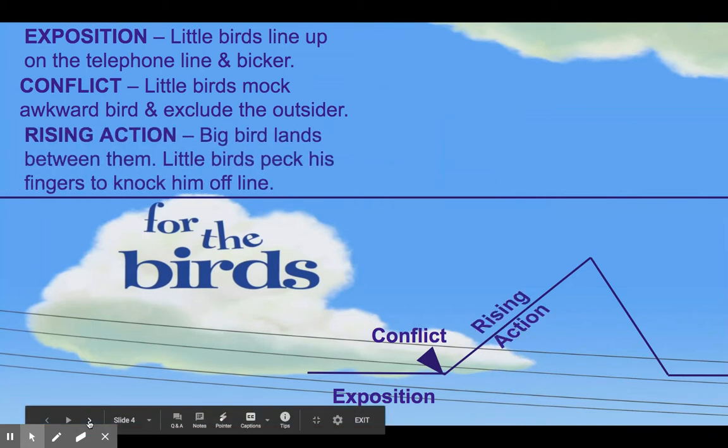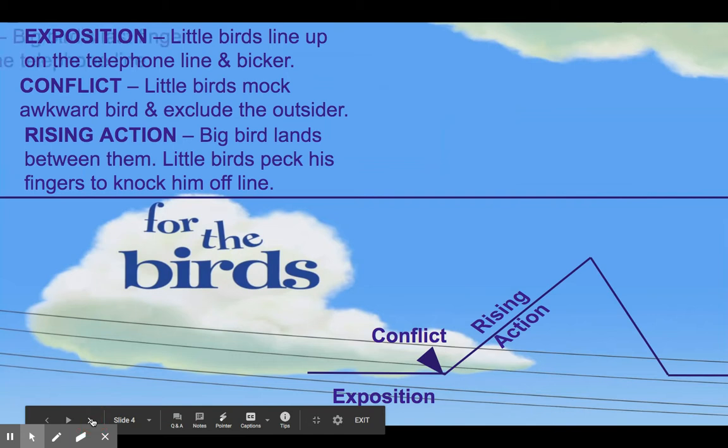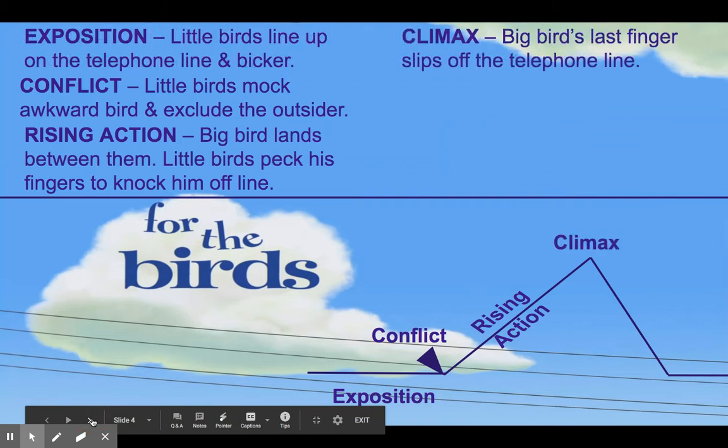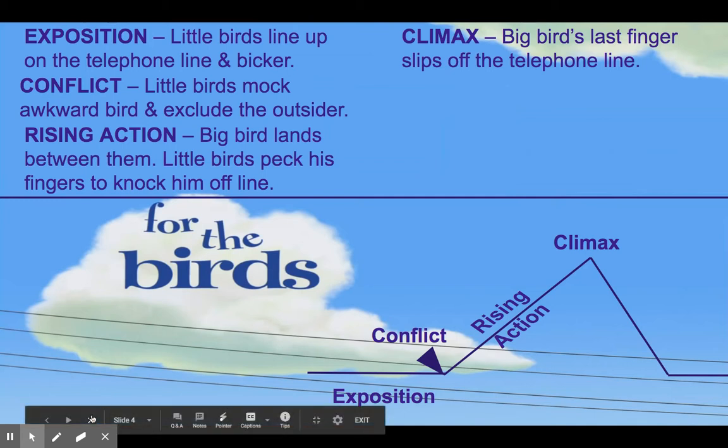Rising action is the big bird lands between them and the little birds begin pecking his fingers to knock him off the line. Climax, the big bird's last finger slips off the telephone line after they realize what's going to happen.